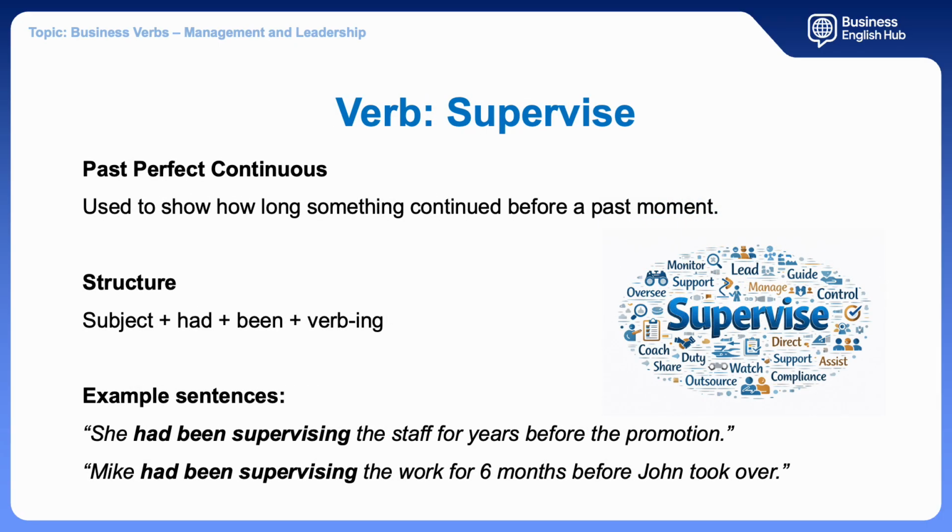The past perfect continuous of the verb supervise is used to show how long something continued before a past moment. The structure used in this situation is subject plus had plus been plus verb ending in ing. Two example sentences include: she had been supervising the staff for years before the promotion. Mike had been supervising the work for 6 months before John took over.